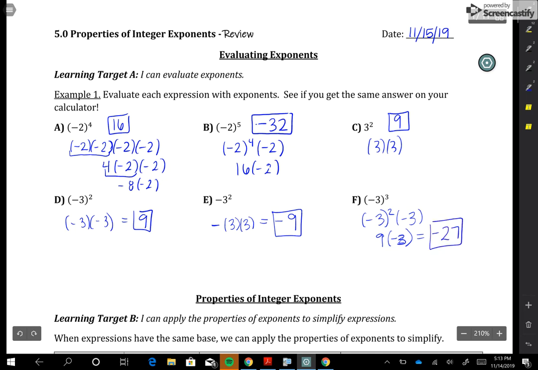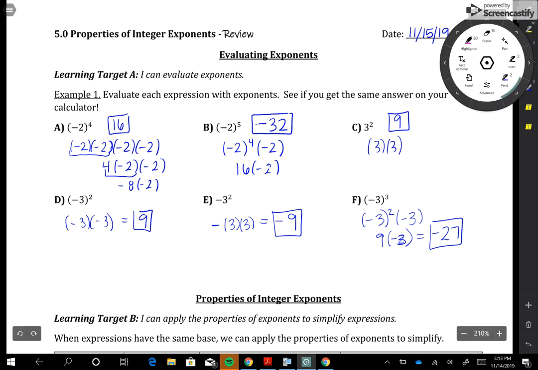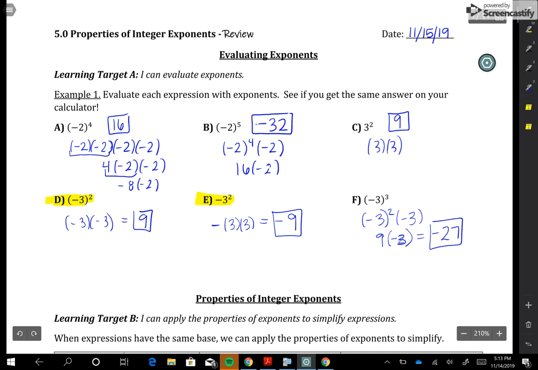So, as it says, see if you get the same answer on your calculator. I'm going to let you explore that on your own. But it is very important that you understand the big difference in letter D and E, because if you put them in the calculator as they are given to you, with letter D having parentheses and letter E not, it will give you the correct answer. So you just have to be very careful that you're always using parentheses when you should be using them.